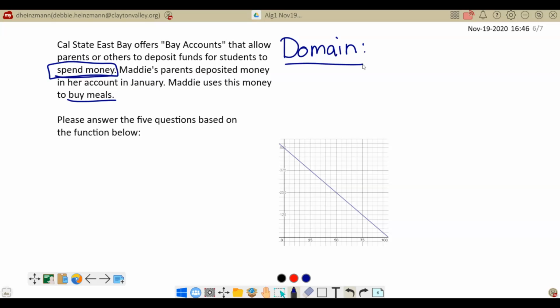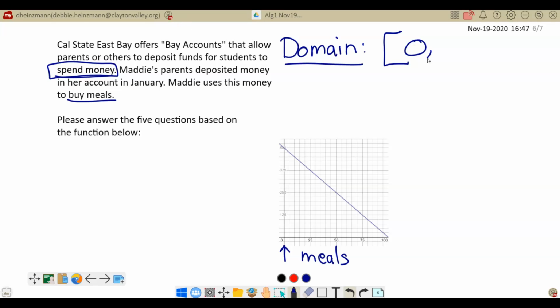So like many practical application problems, your x begins with 0, unless you are allowed to have negative values for whatever your x-axis measures, which is not normal for most situations. Since you're talking about your x-axis being meals, then you're only going to deal with positive meals. You can buy 0 meals. So we're going to have a bracket and the number 0.